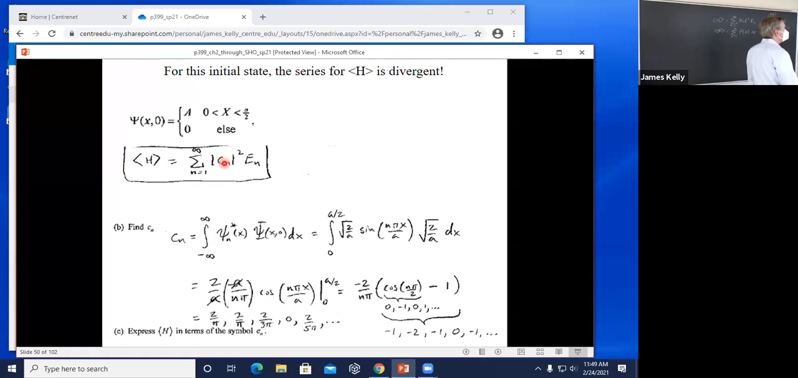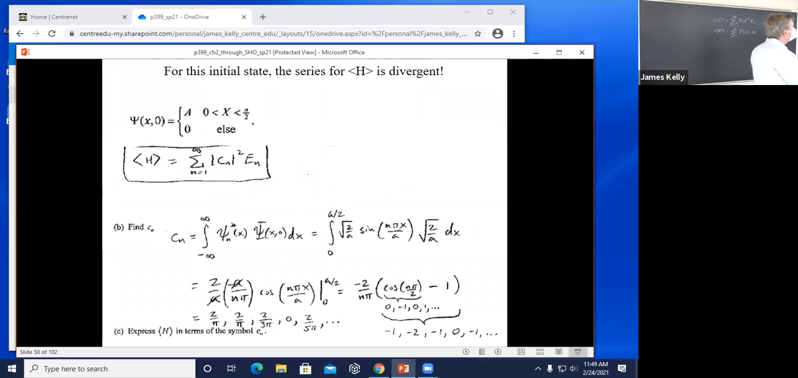So you might hope that this is a convergent series, but anytime you have an infinite series, you've got to worry about, well, does it converge or does it just keep going off to infinity? And in this case, this particular series is divergent. It just keeps getting bigger and bigger as you add more and more terms. And so that's a little bit concerning. We'll talk about that later on.